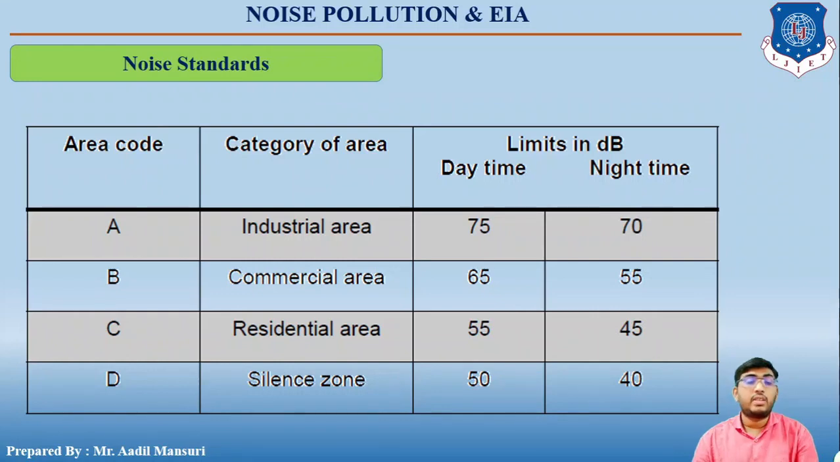So daytime it should be 65 decibels, and for night time it should be 55, right? Then residential area, daytime will be 55 decibels and nighttime will be 45 decibels. And talking about the silence zone, daytime it should be 50 decibels and nighttime should be 40 decibels. Clear?